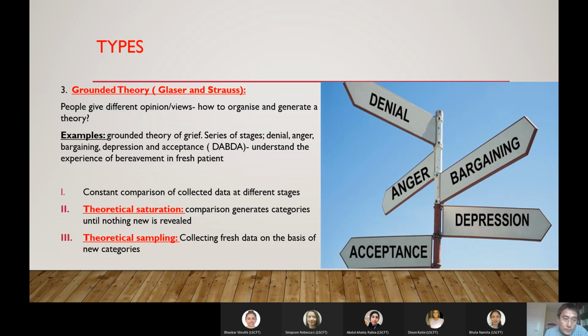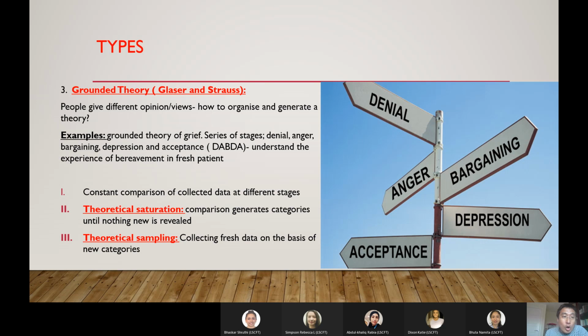So in this one, we want to find out, if someone has had a loss, there are different kinds of reaction: denial, anger, bargaining, depression, and acceptance. But we want to define what each of these is. So for that, in grounded theory, we collect data from different people. Theoretical saturation is when we collect all the opinions till no new opinions can be collected. For theoretical sampling, we collect fresh data on the basis of new categories. So this becomes a baseline.